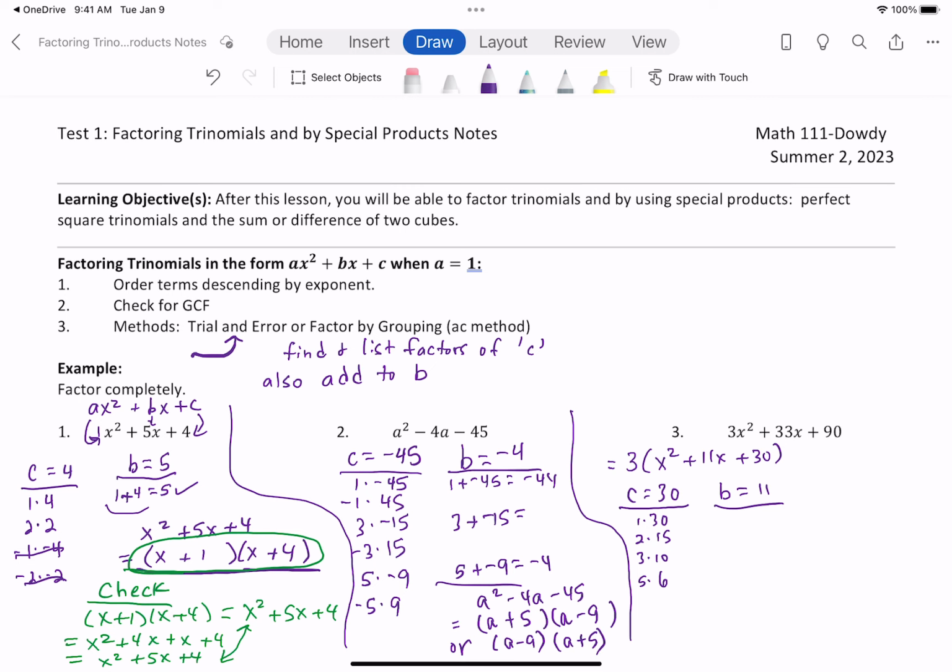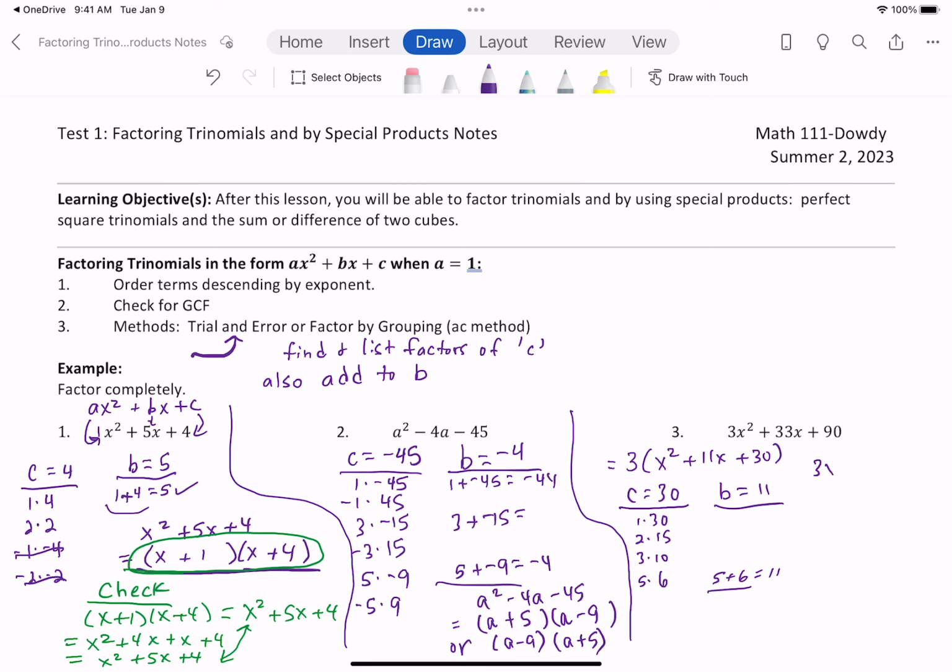So again, you don't have to write out all the combinations if you don't want to. If you look at the 1 and the 30, we know that 1 plus 30 is not going to be 11. 2 plus 15 is not going to be 11. 3 plus 10 is not going to be 11. The only one that works is 5 plus 6, which does give me 11. So those are going to be my factors.